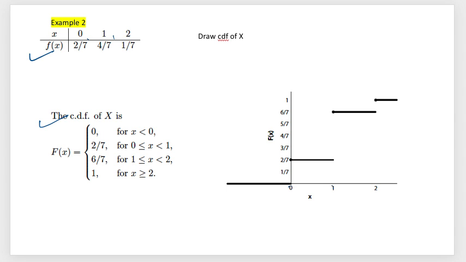The second is when x is less than 0, the sum is 0, so we are just making it a little bold, so it is 0 here.